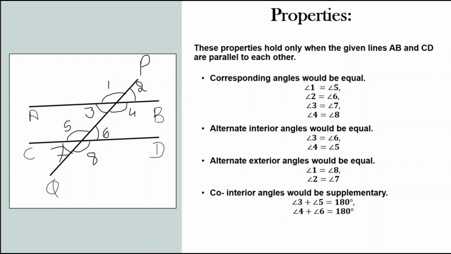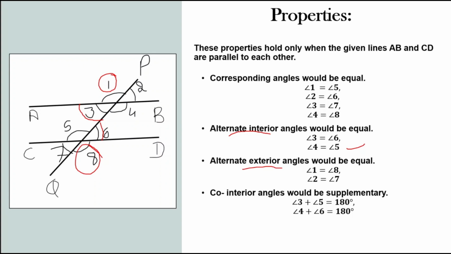Second, similarly, alternate interior angles would also be equal if the lines are parallel. Alternate interior, I'll go inside the lines and see the opposites. So 3 and 6 are alternate interior. If AB is parallel to CD, then 3 has to be equal to 6, 4 has to be equal to 5. Clear? Similarly, alternate exterior angles would also be equal if the lines are parallel. Alternate exterior means I will go outside the lines on the opposite sides. So 1 and 8 are alternate exterior. They would be equal if the lines are parallel.